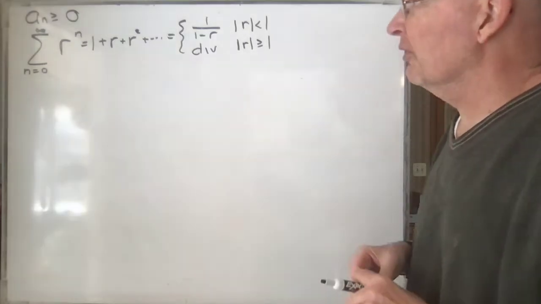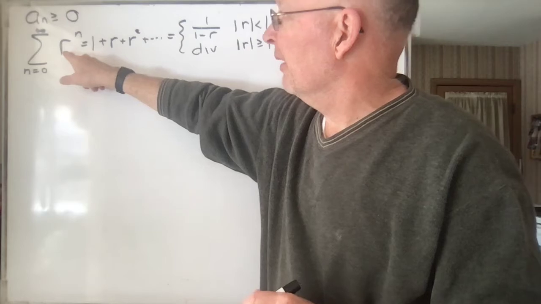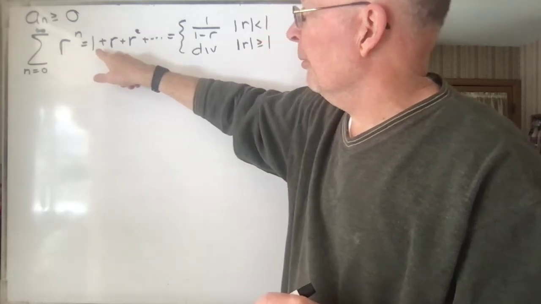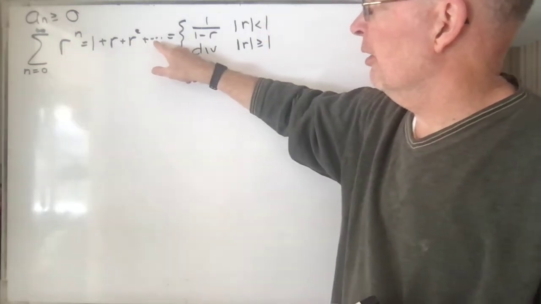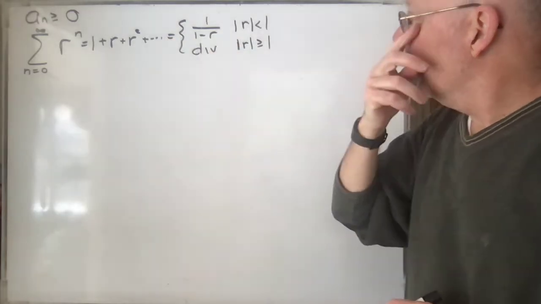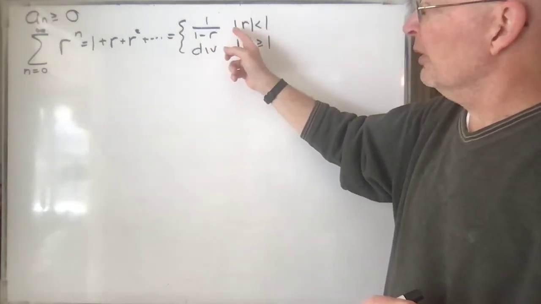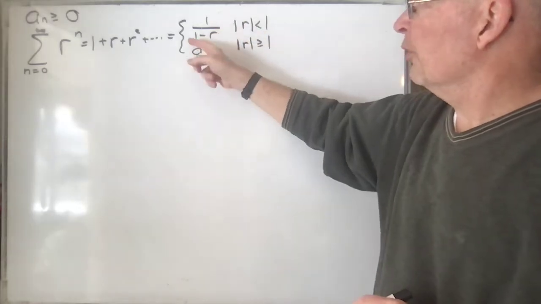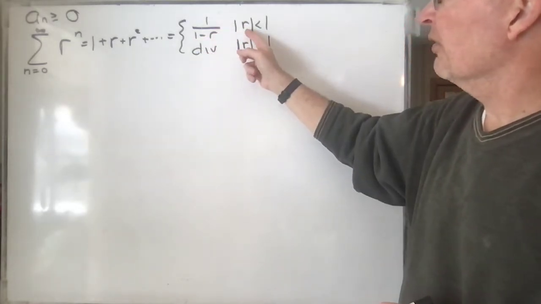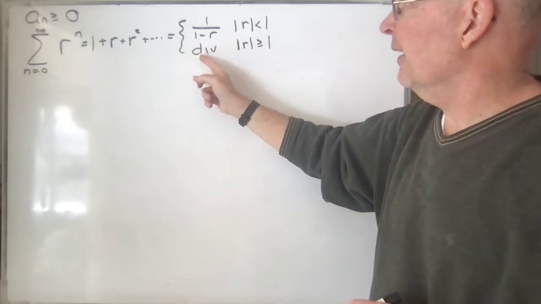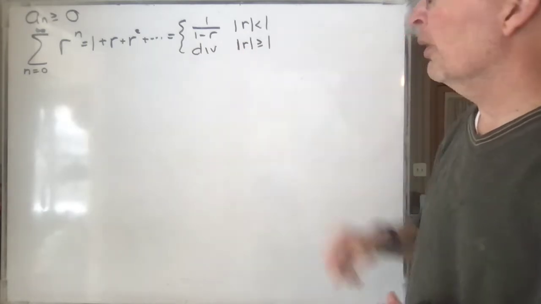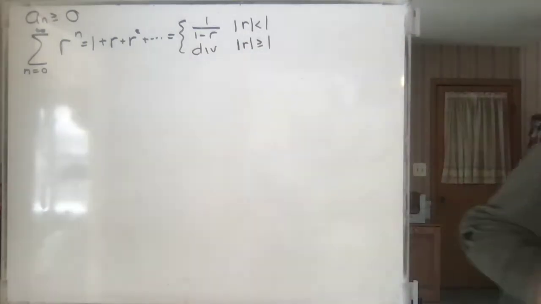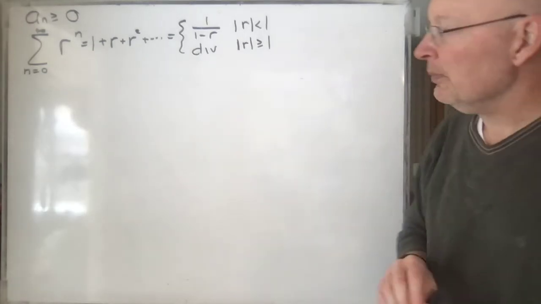Recall the geometric series. Something of this form, r to the n, which is 1 plus r plus r squared, you go all the way out. And that ends up converging. We not only know it converges, but we know what it converges to. It converges to 1 over 1 minus r if r is less than 1 in size, and it diverges if r is greater than or equal to 1 in size. Okay, so that's the geometric series.